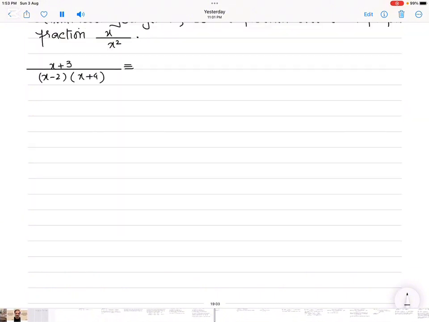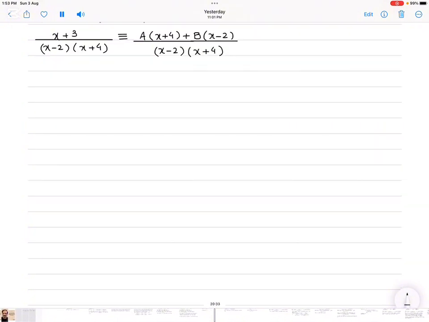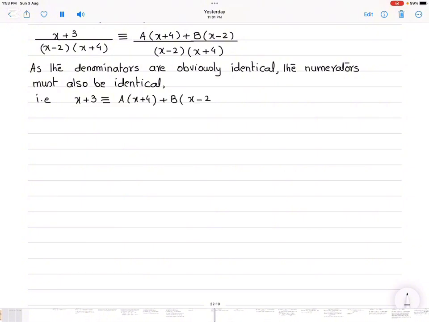So let's solve it. X plus 3 over x minus 2 times x plus 4 is identical to a over x minus 2 plus b over x plus 4. So x plus 3 over x minus 2 times x plus 4 is identical to, you take the LCM, you have to multiply a by x plus 4 plus b times x minus 2, whole over x minus 2 times x plus 4. As the denominators are obviously identical, numerators must also be identical. That is, x plus 3 is identical to a times x plus 4 plus b times x minus 2.